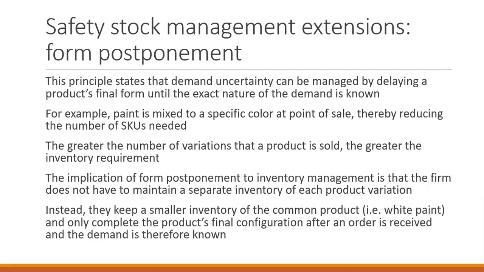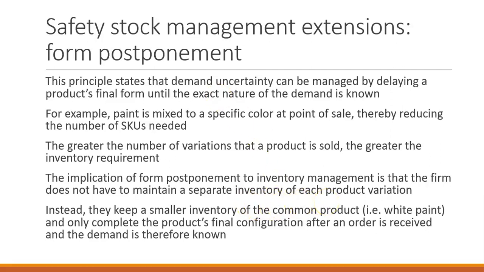So the greater number of variations that a product is sold, the greater the inventory requirement. So if we have paint that could potentially be made into 500 colors, we would have to have 500 different colors of paint on hand. Where if we just maintain a base coat that we can make into any color right there for the customer, then we only have to maintain however many bases that we need. Okay? So then we don't have to maintain separate inventory for each product variation.